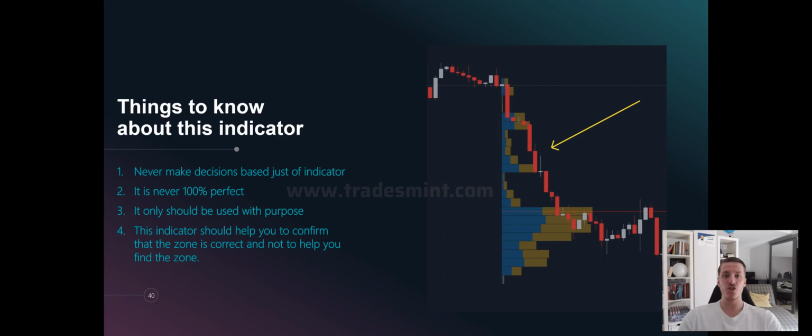So if you have a zone and you want to see if there's much volume in that zone, only then you use that indicator. You shouldn't be drawing that indicator just to have it on your chart, because it's going to bring just more mess to your trading. And another important thing, the indicator should help you to confirm the zone is correct and not to help you find the zone. So first you find the zones, first you find your entry levels, and then you use the indicator to support that level or adjust it.